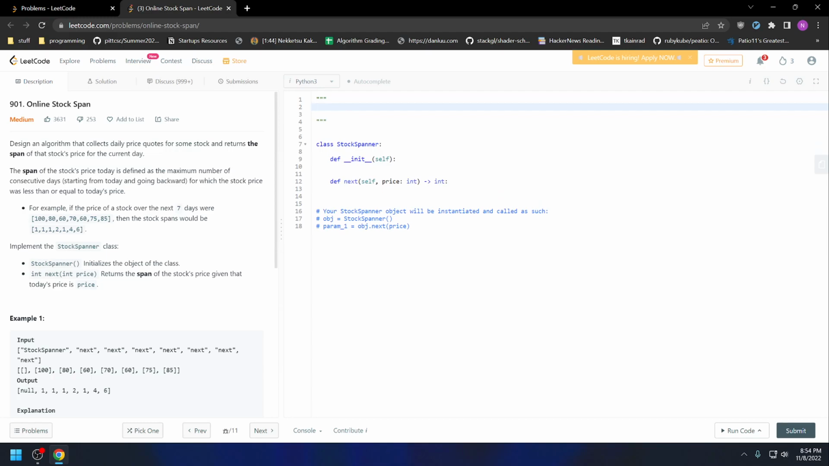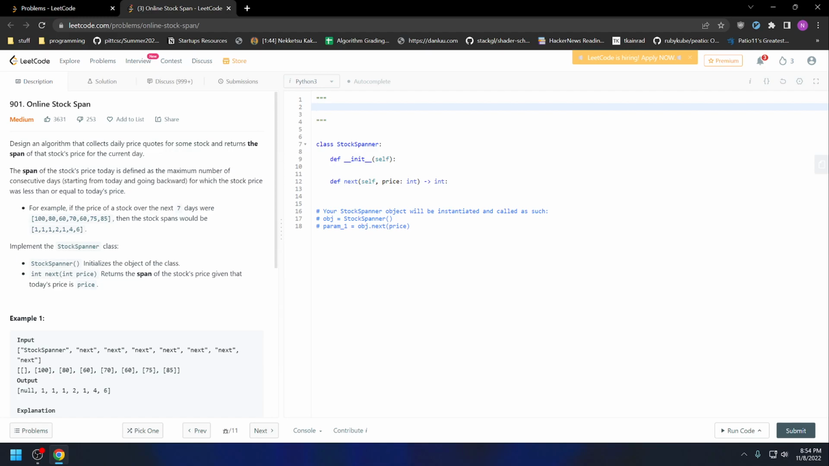Design an algorithm that collects daily price quotes for some stock and returns the span of that stock's price for the current day. The span of the stock's price today is defined as the maximum number of consecutive days, starting from today and going backwards, for which the stock price was less than or equal to today's price. Okay, that makes sense. For example, if the stock prices over the next 7 days were 100, 80, 60, 70, 60, 75, 85, then the stock spans would be 1, 1, 1, 2, 1, 4, 6.